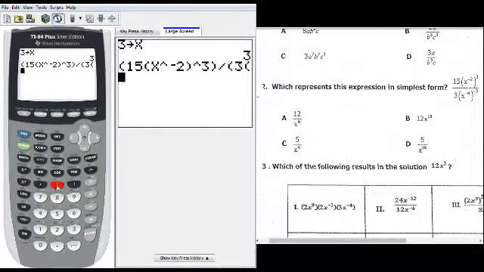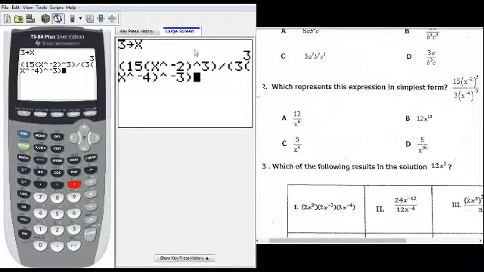3 parentheses alpha x caret negative 4 parentheses, and again we have another power on the outside of this parentheses, so we're going to hit caret negative 3. Close your parentheses. So there's your denominator, and there's your expression.